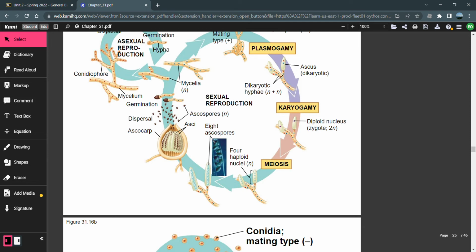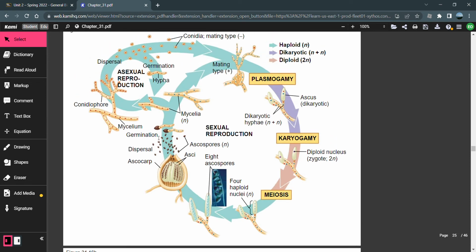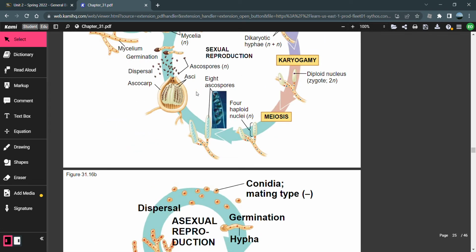And there's more of these ascospores, and here is the ascocarp, which is the fruiting body, and it will spit out these ascospores, and these ascospores can either go through asexual reproduction via the conidiophore, or they can become mycelia, and those mycelia can either mate with their mating type.